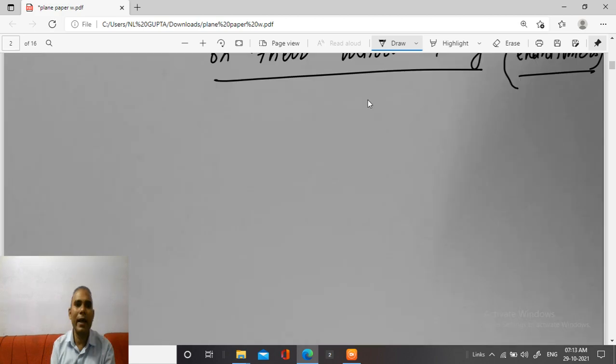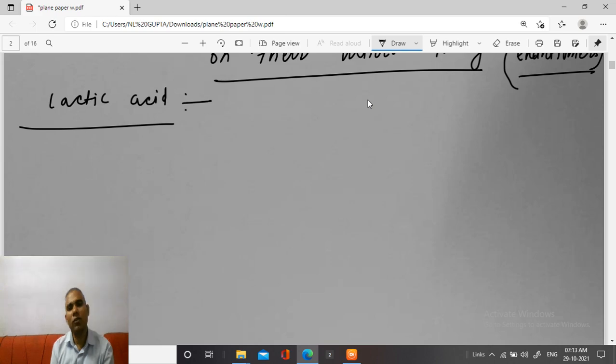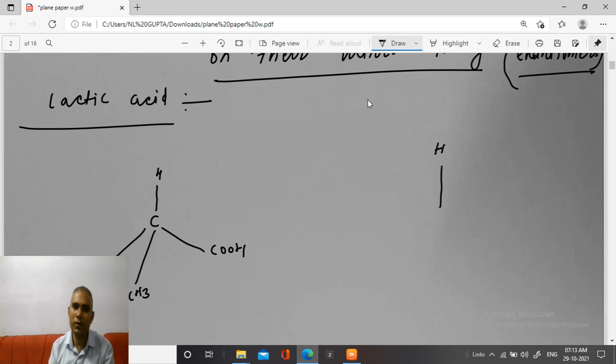Suppose I am having lactic acid, friend. This is the structure of lactic acid. Here is the hydrogen. This side you will find the OH group. Here is the methyl group CH3, and here is COOH. One more structure is possible, student. Here the COOH group is there, CH3 is as it is, and here is the OH group. Now this is the mirror image, student.